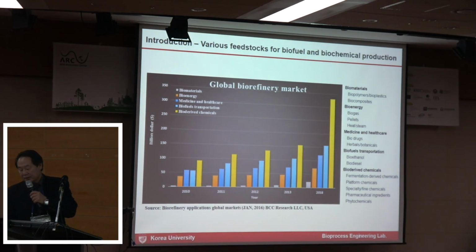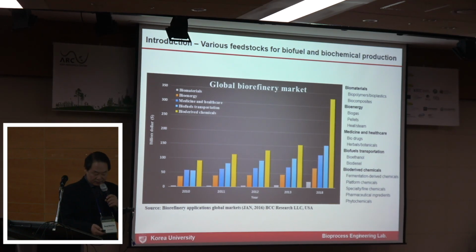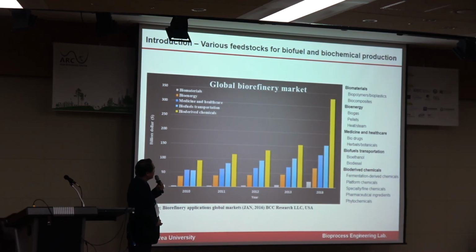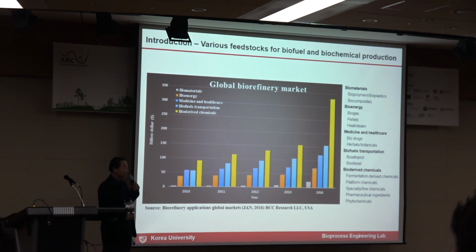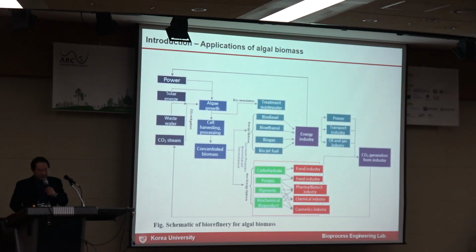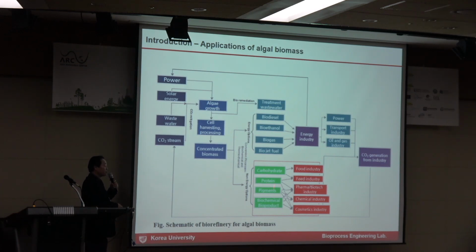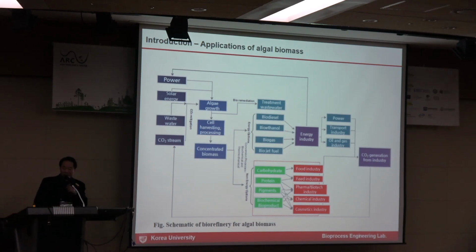If you take a look at the global biorefinery markets, such as biomaterials, bioenergy, biomedicine, healthcare, biofuels, transportation, and bio-derived chemicals, especially this yellow one, the bio-derived chemicals market, is sharply increasing. Focusing on algal biomass, they have several compounds in a cell, and we could apply those components to the food industry, feed industry, biopharmaceutical and chemical industry, as well as cosmetic industries. And especially in bioenergies, we could produce biodiesel, bioethanol, biogas, or biojet fuels.